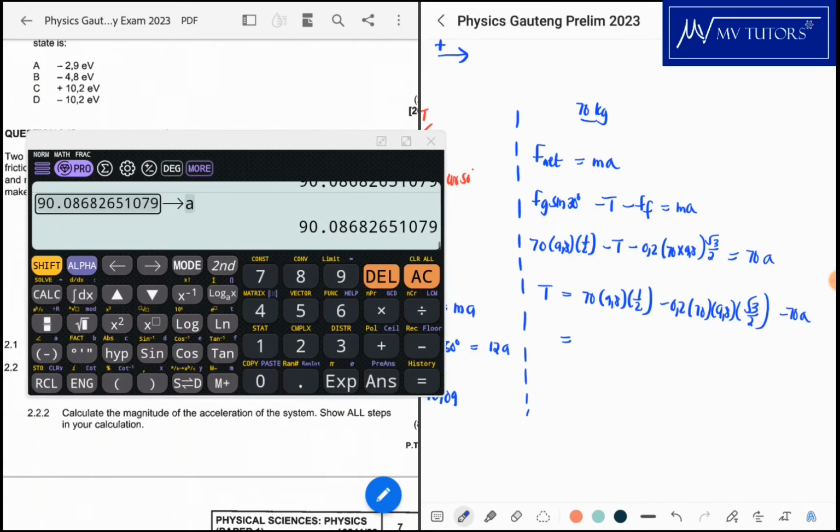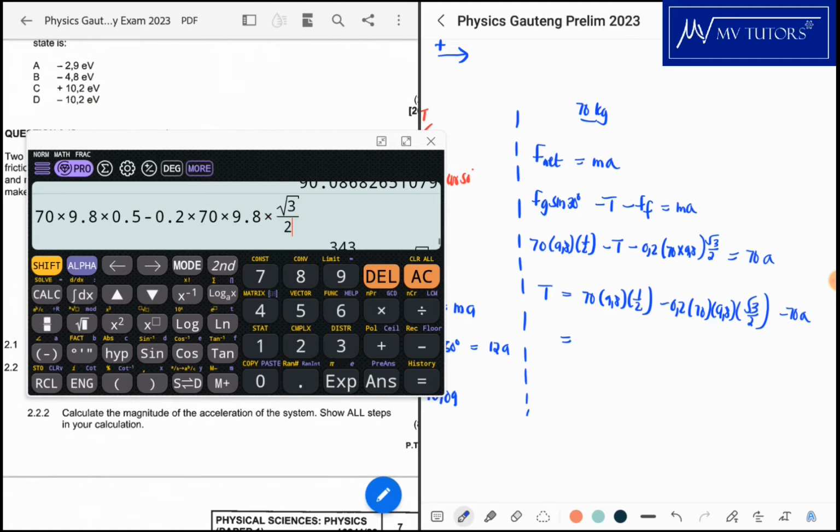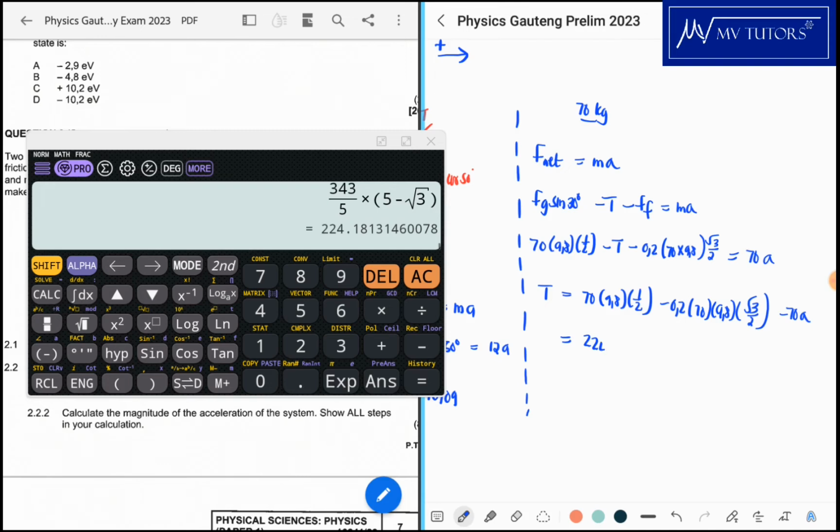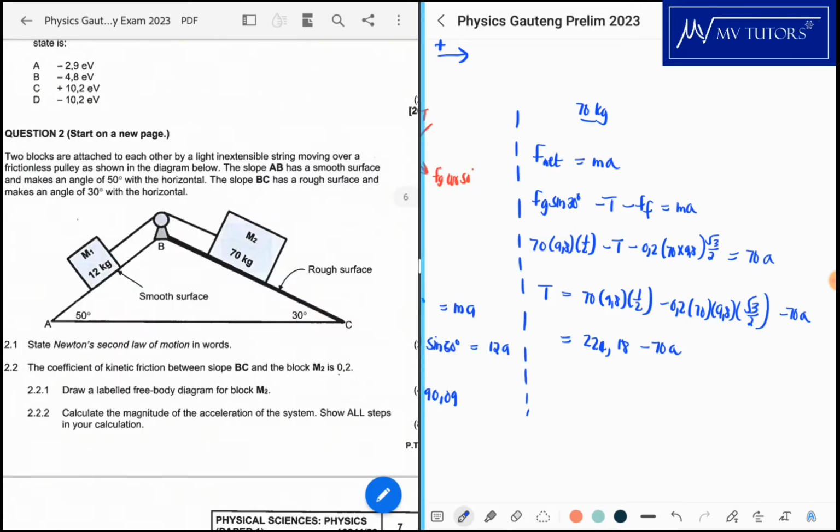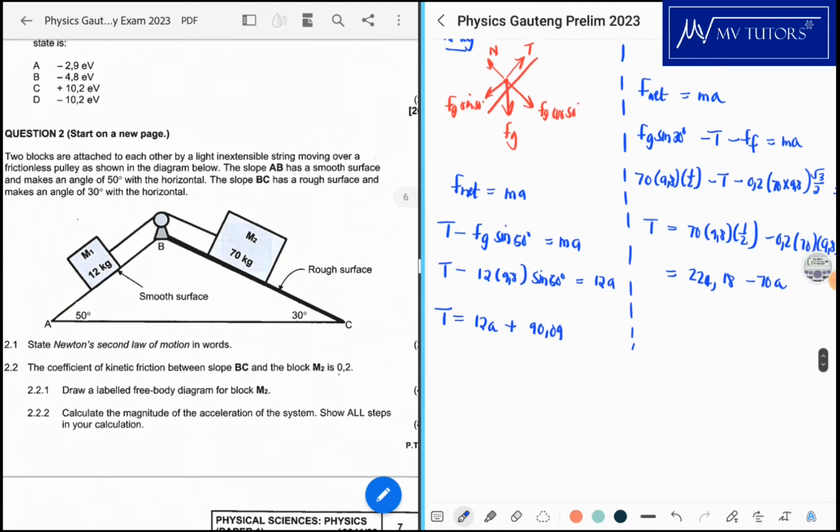Okay, now let's rather get a... So here there is a lot of room for error, and you need to make sure that you are quite precise and you check your stuff. Root 3 over 2. So that is 224,18 minus 70A. And I am going to store that, shift store B. Okay. So now I have two equations that are much better simplified.